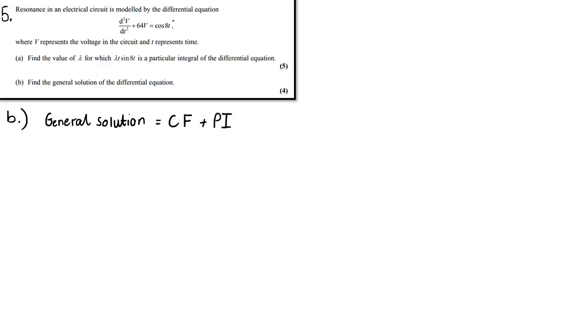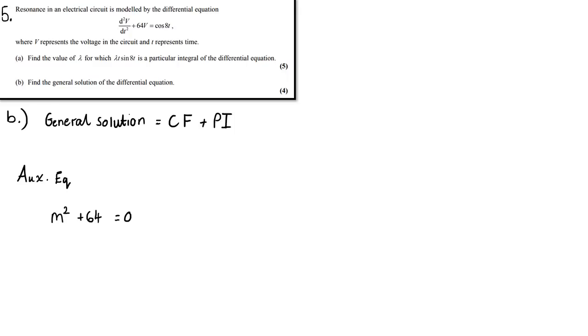So if we go back to our differential equation here, the first thing we need is our auxiliary equation. So our auxiliary equation is given by the differential equation. So as this is the second derivative of v plus 64v is equal to cos 8t, what we do then is we take the second derivative here as being m squared. So that's m squared, and the 64v, that would just be plus 64 there. Okay, and this can be equal to 0. Okay, so m squared plus 64 is equal to 0.